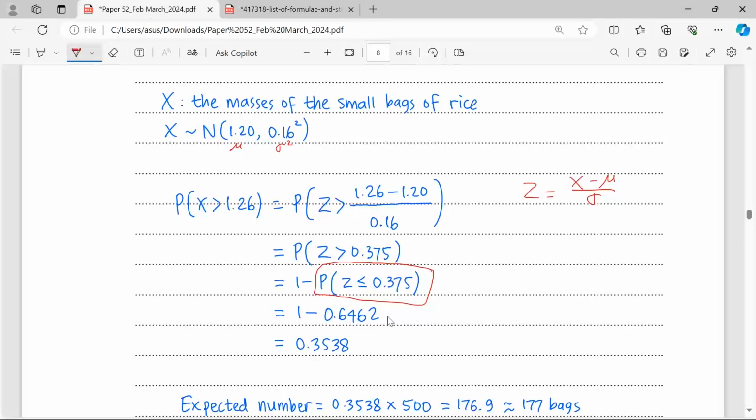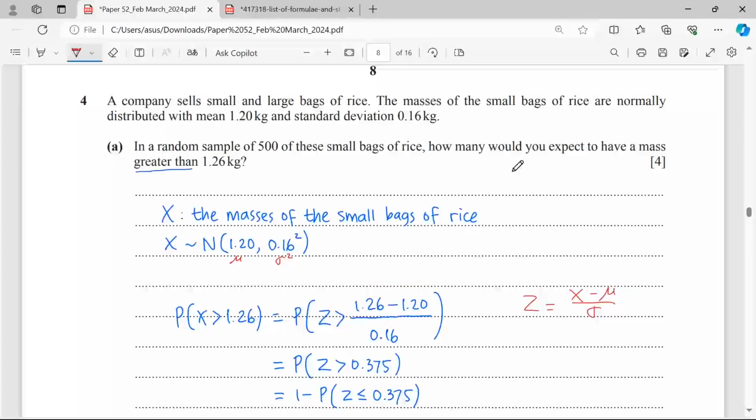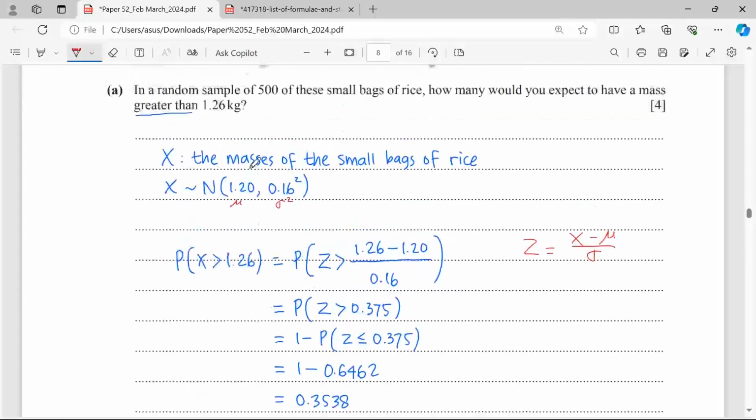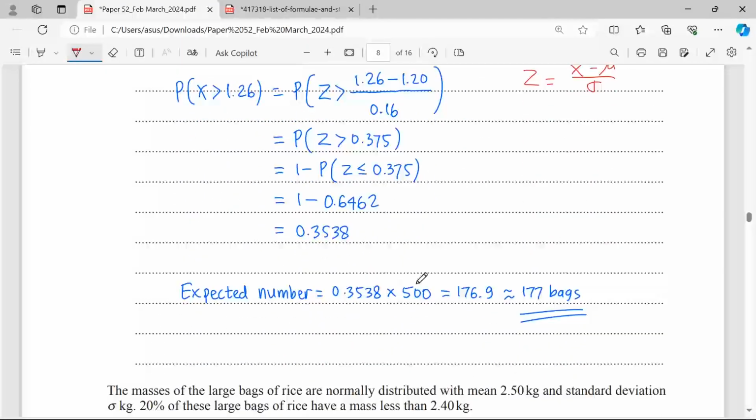1 minus this is 0.3538. That's the probability. Remember that our question is not asking for the probability, but the expected number of bags that have a mass greater than 1.26. So after you find the probability, you have to multiply by the number of samples, in this case the number of small bags, 500. So you have to multiply by 500.